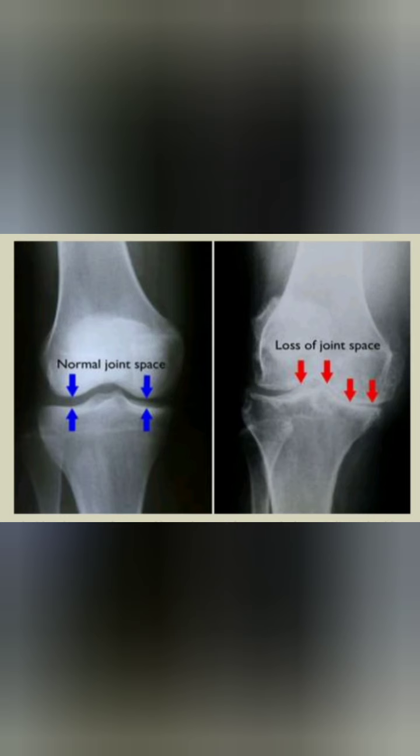So let's see the X-ray of the knee. The left side is a normal X-ray which shows space between the two bones, which suggests that the menisci or the shock absorbers are intact. And the figure on the right shows there is reduction in the joint space and the bones are touching each other, kissing each other, which is suggestive of meniscal degeneration or degeneration of the knee and osteoarthritis of the knee joint.